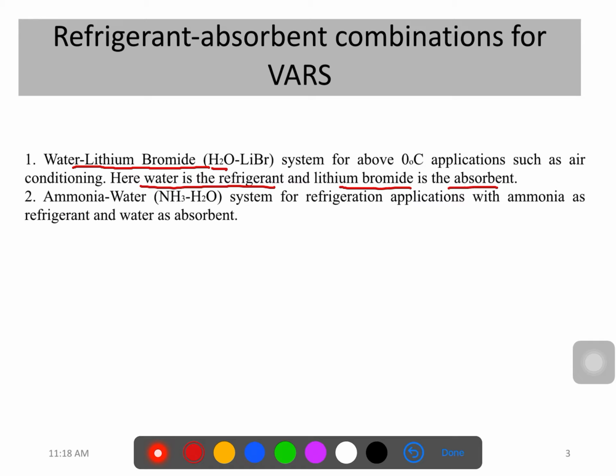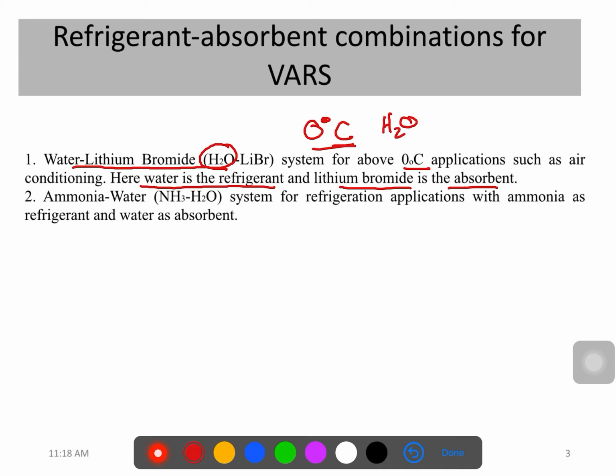So this system we discussed last time, and the limitation of this system was 0 degree centigrade. In this system one cannot go below 0 degree centigrade. What was the reason? The reason was the water. Because water is acting as a refrigerant, if it goes below 0 degree centigrade, it will freeze. So that was the biggest disadvantage of this water lithium bromide system.